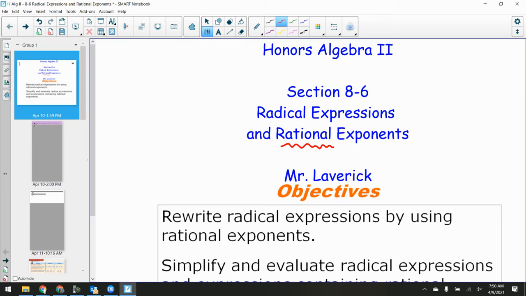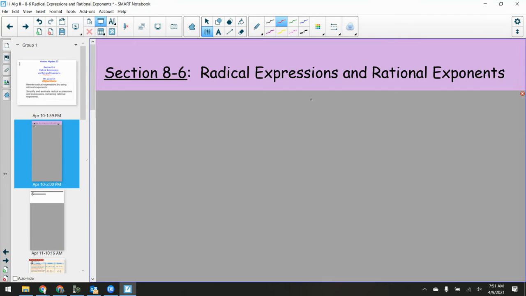Sections 8.1 to 8.5 are all rational functions, where the actual function was a fraction. The only similarity between what we were doing and what we're doing now is rational exponents. So think about what that word means. Rational means a fraction, and exponent. So now what we're going to be doing is putting fractions within exponents and seeing what happens with that. And it's really not too bad. It's really not too difficult.